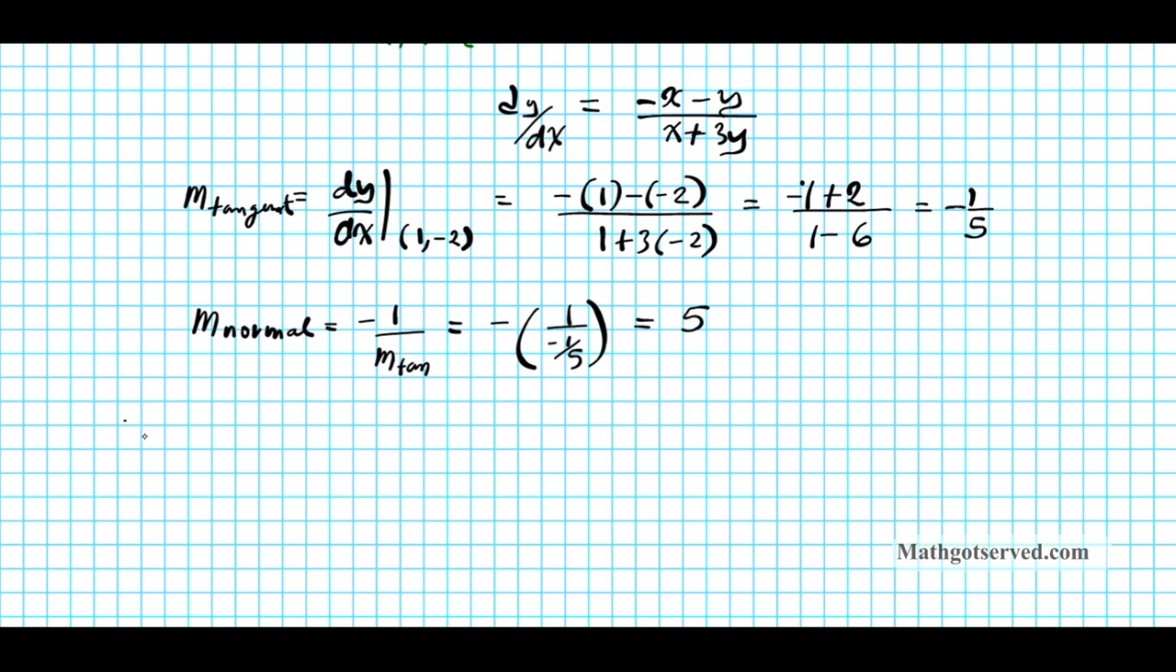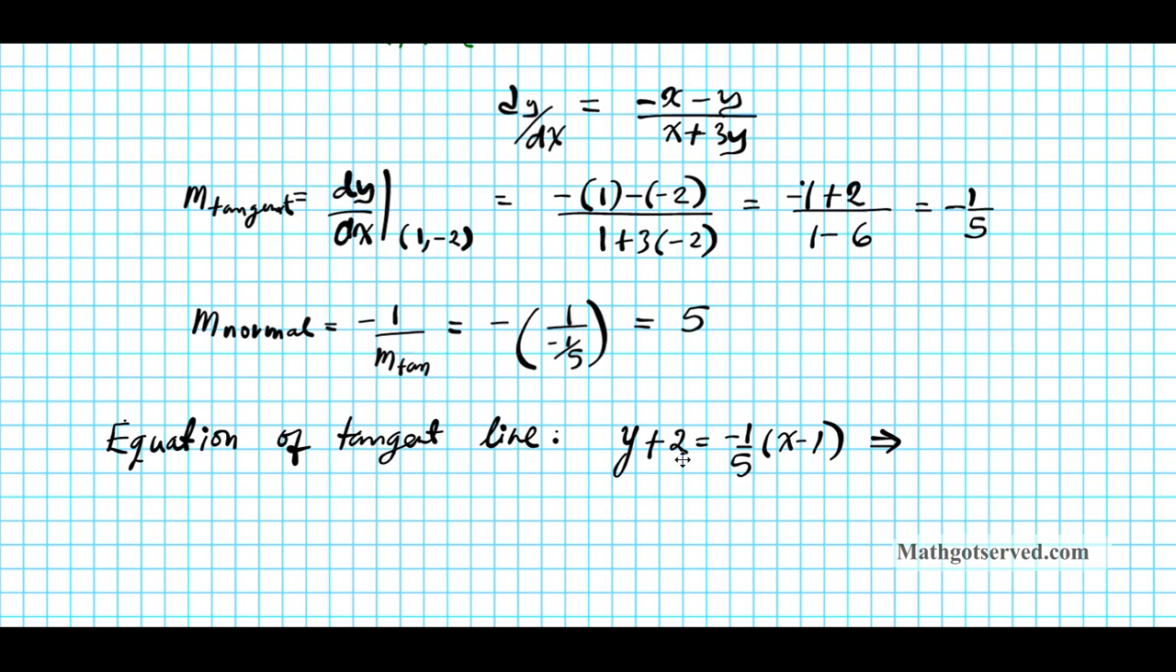All right, so let's write down our solutions. The equation of the tangent line in point slope form can be written as y minus y1, which is negative 2, so y plus 2 is equal to the slope m, negative 1 over 5, times x minus x1. x1 is 1, so x minus 1. This is point slope form. We can also write this in slope intercept form, getting y by itself.